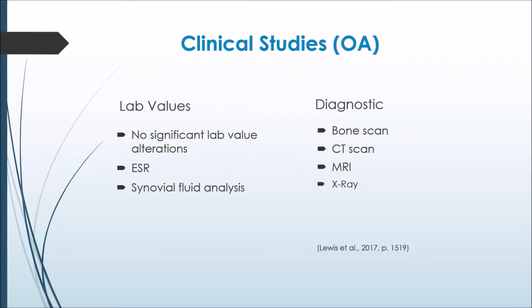Diagnostic tools used to diagnose osteoarthritis include bone scans, CT scans, and MRIs. These tests can help detect early joint changes. X-rays specifically can confirm disease and also staging of the joint damage.